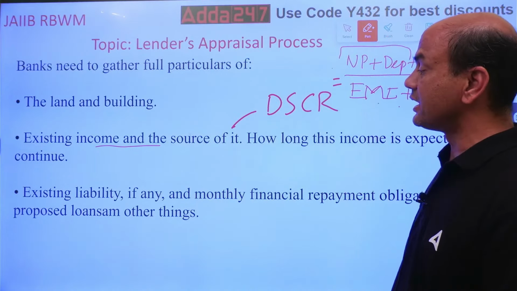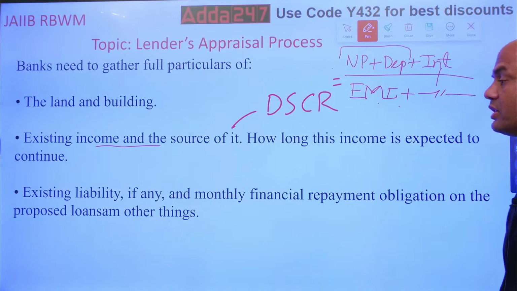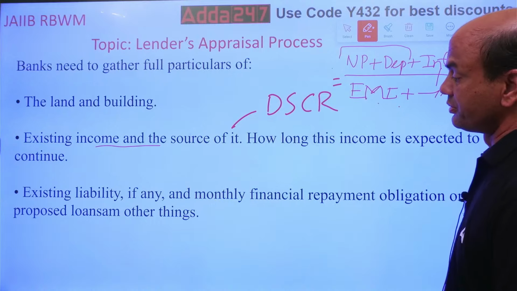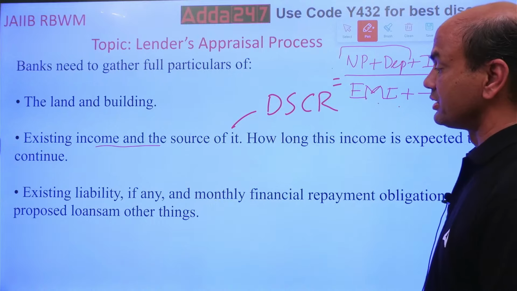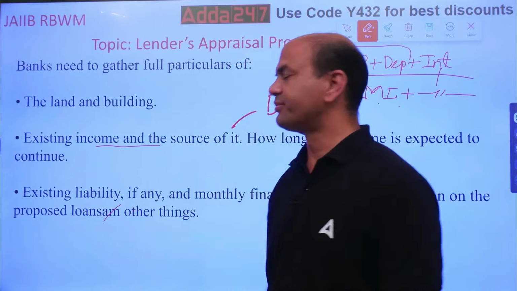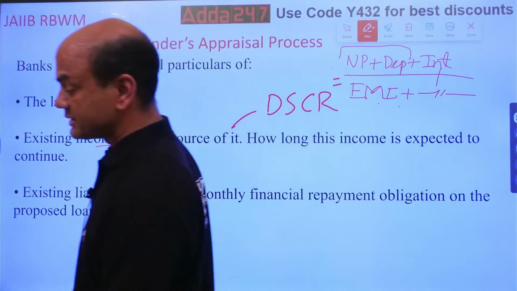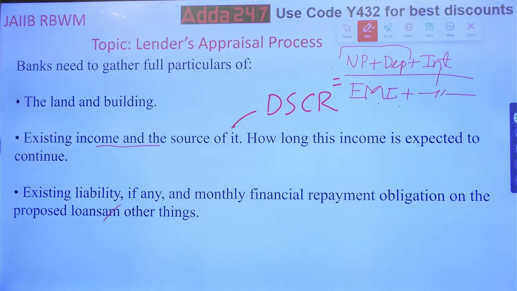Next, existing liability if any and monthly financial repayment obligation on the proposed loans, among the other things. So basically existing loans, how many existing loans do I have? That is checked. Okay, how many existing loans? Now what do you mean by this?